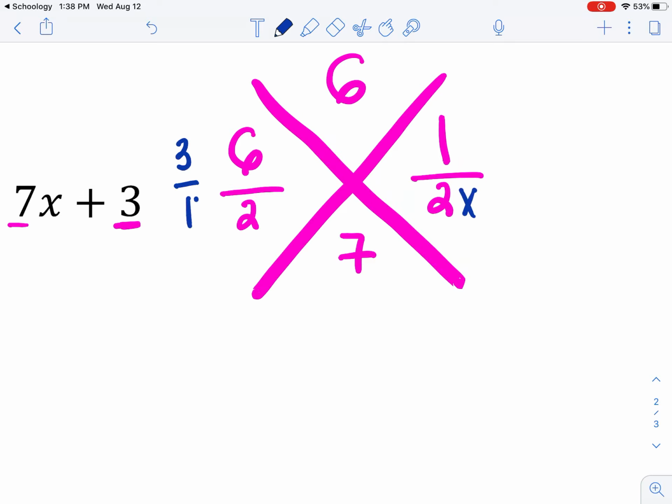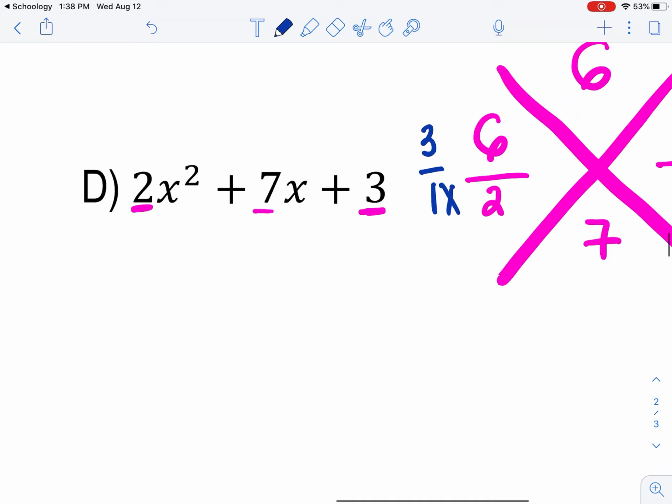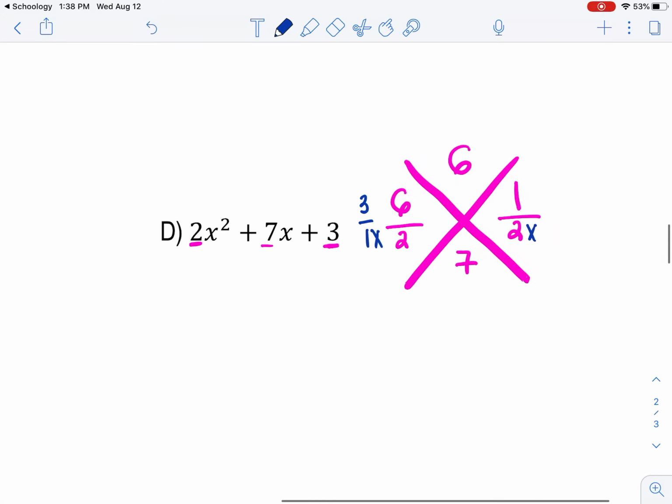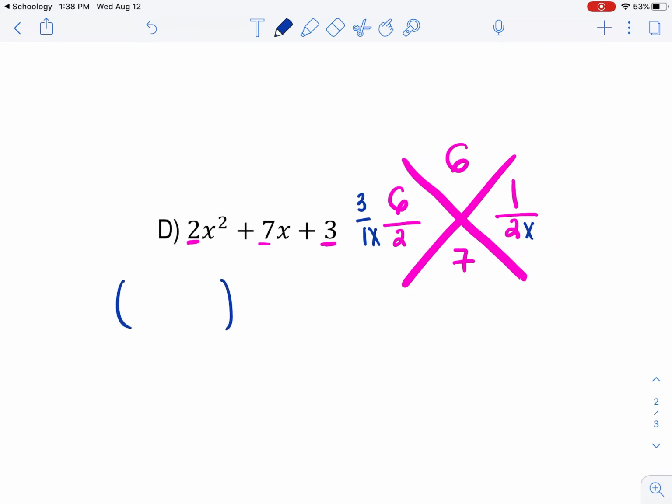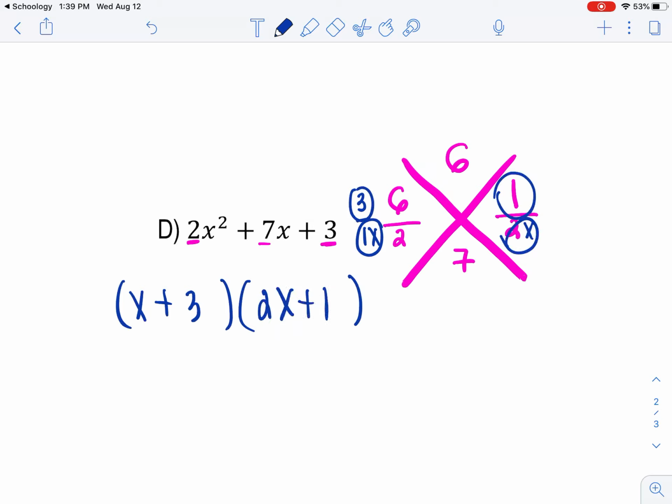And then once again, this is your x term and this is your x term. Look to make sure that x times x gives you x squared, which is right. And you can write your 2 binomials. That's x plus 3. That's from this. And this one's 2x plus 1.